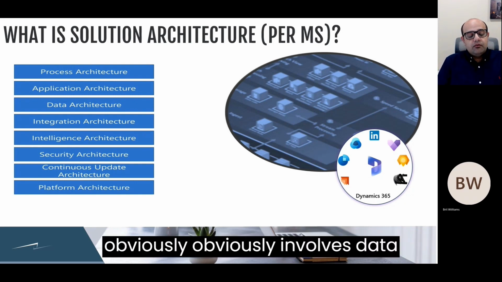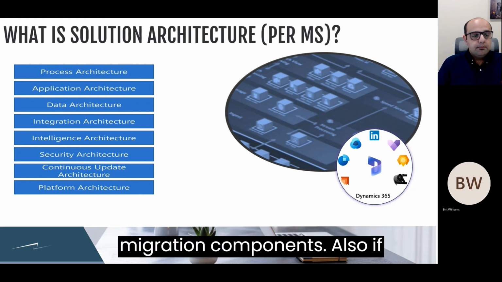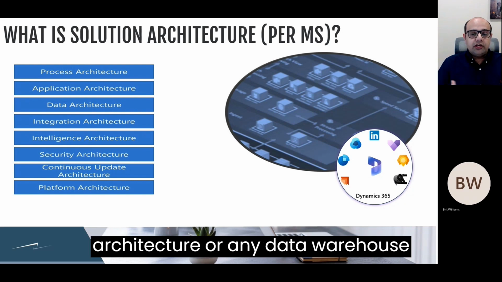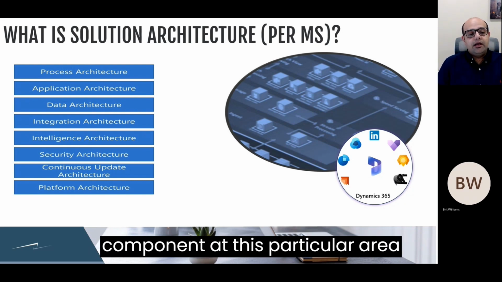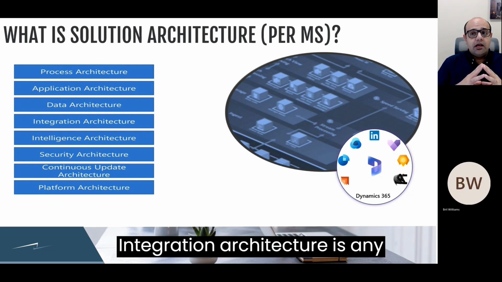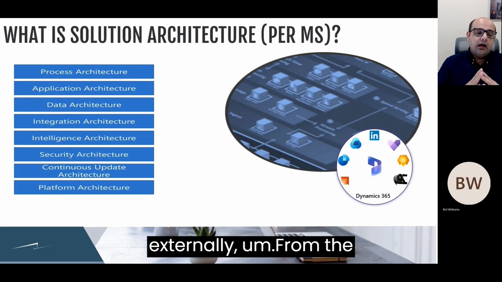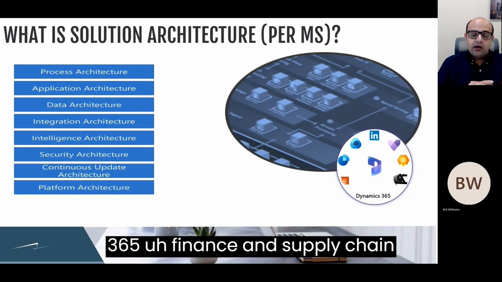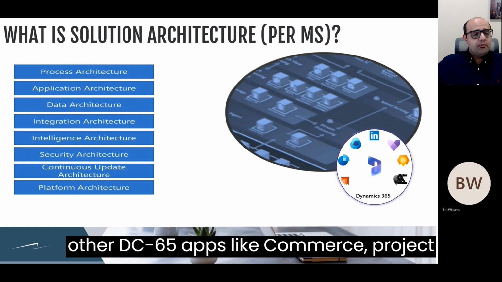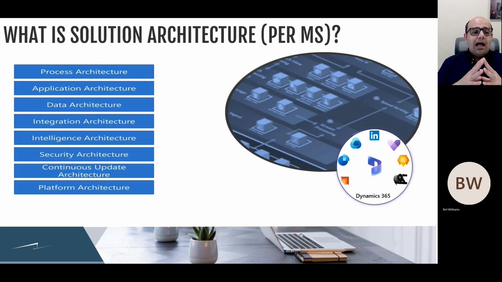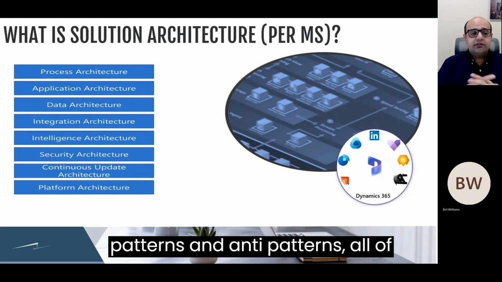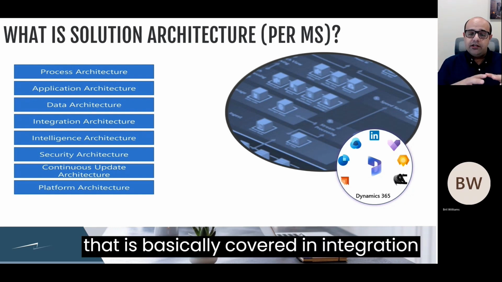Data architecture obviously involves data migration components. Also, if there is a global data warehouse component, or any data warehouse component, involved in the overall architecture, this particular area captures that architecture. Integration architecture is any integrations internally or externally from D365 Finance and Supply Chain or into D365 Finance and Supply Chain or other D365 apps like Commerce, Project Operations, Field Service. How does that work, right? The integration approach, the integration patterns and anti-patterns, all of that is covered in integration architecture.